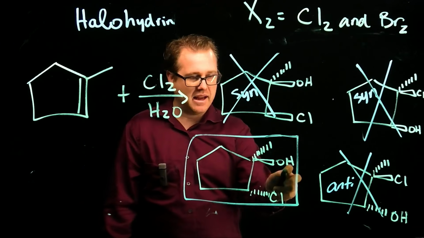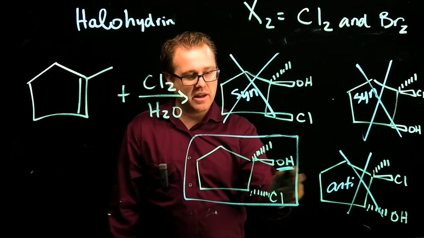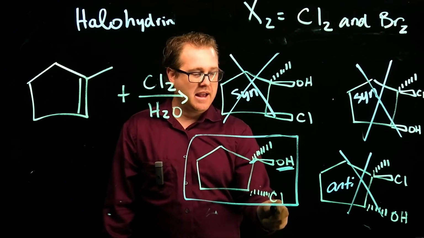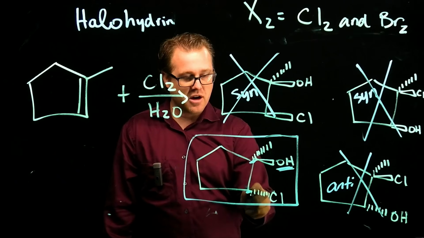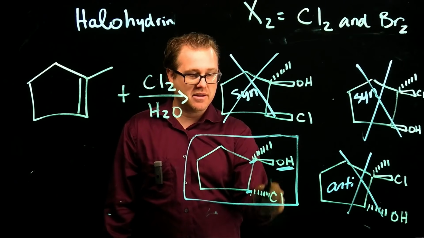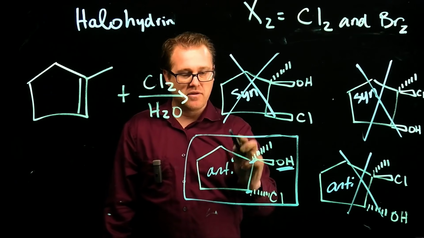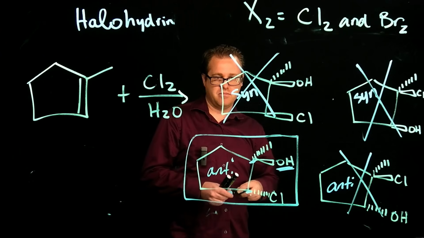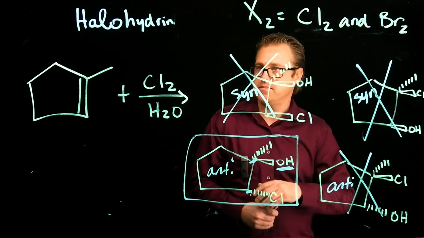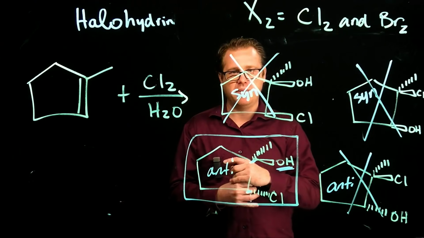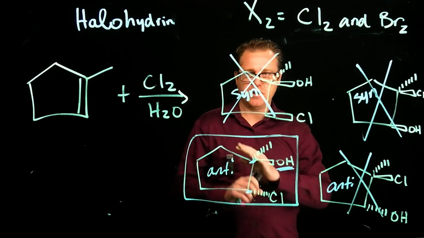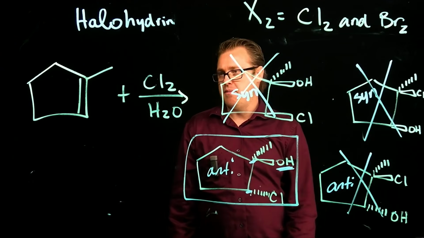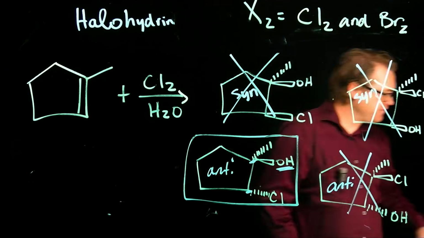We see that the alcohol goes to the more substituted carbon, and the chlorine goes to the other carbon. And what's the stereochemistry? They are anti from one another. So that is exactly what we want to see. Does that make sense? Those are kind of the test questions you're going to be given to make sure you understand all the ramifications of the reaction.